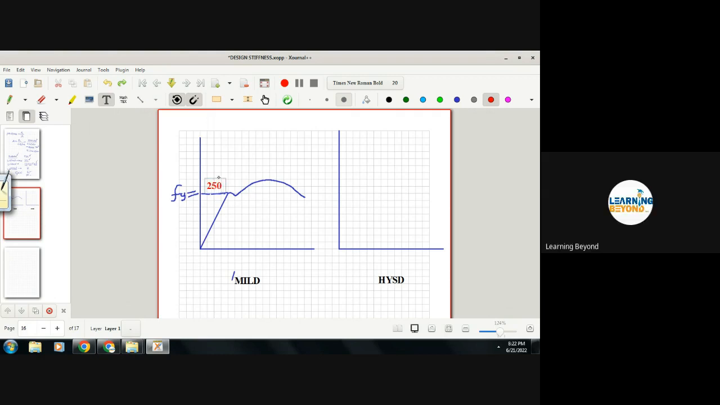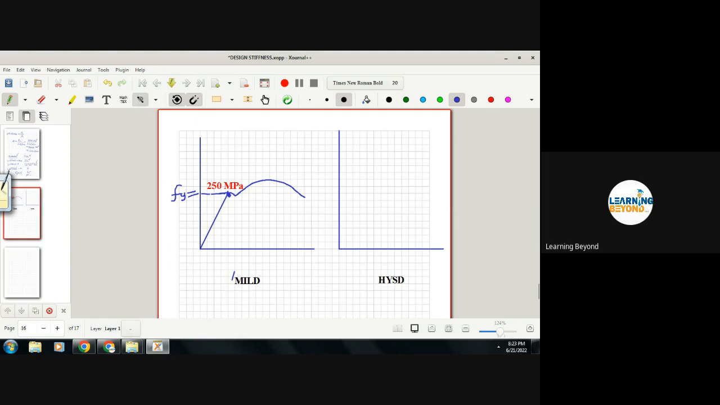250 Newton per mm square means MPa. We can write it as MPa also. MPa means also Newton per mm square. So this is 250 for mild steel. And there is a clear cut yield point. Exactly, I can define this on the graph, because mild steel has a uniform yield. And the value is 250 here.